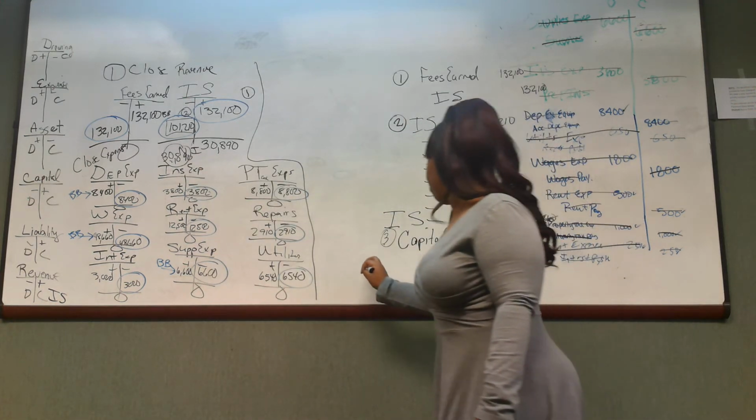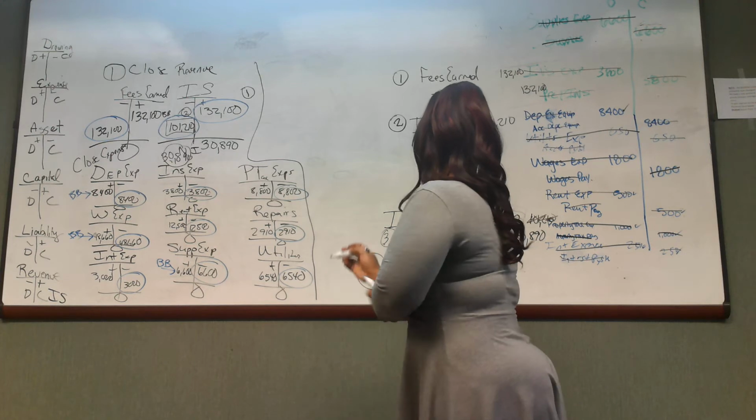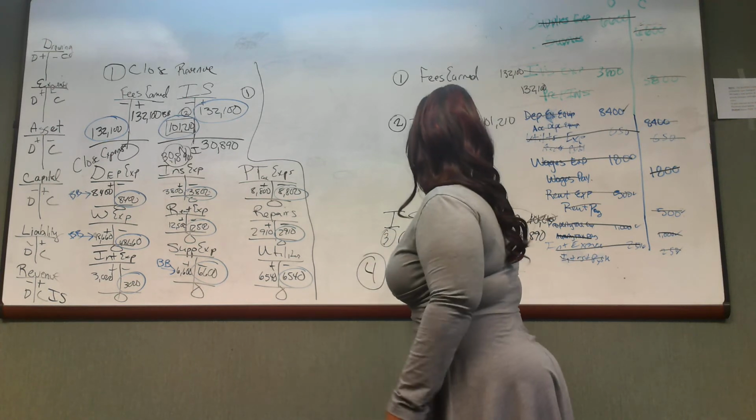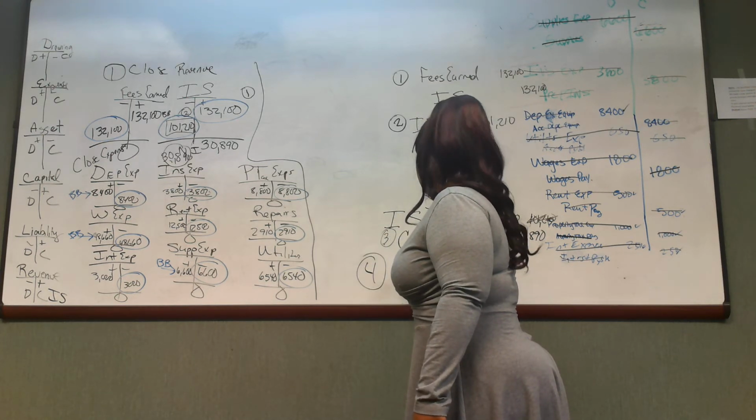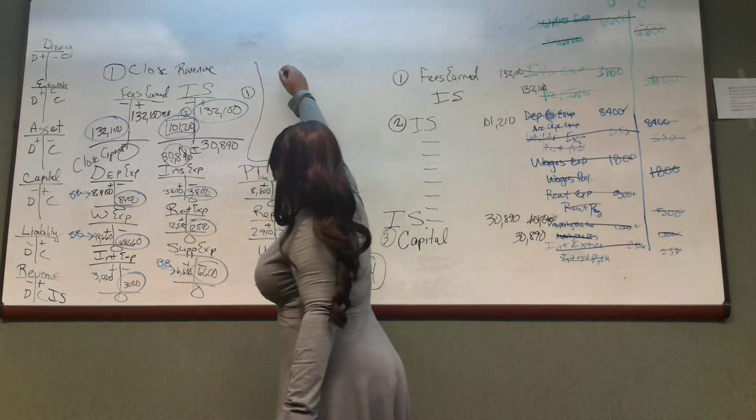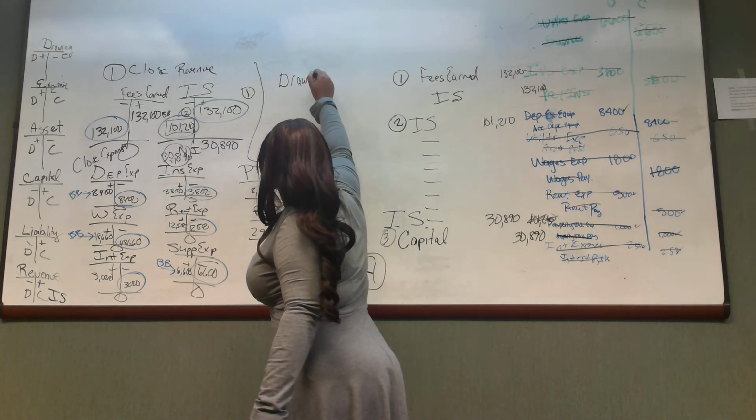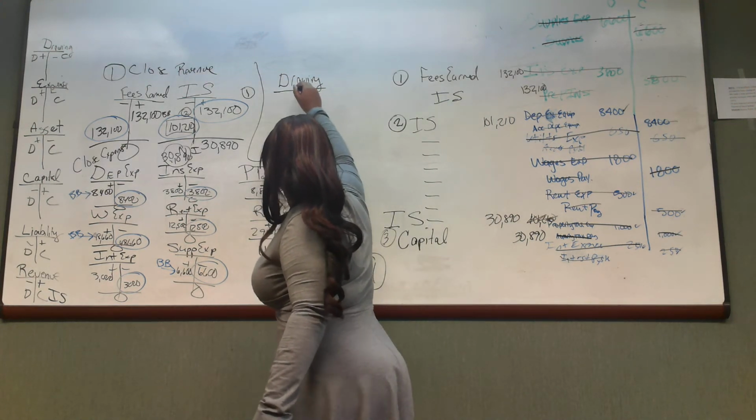Okay, then our fourth entry, our final entry, is going to be to close out our drawing account. So, drawing, what was our balance in drawing? 33,000.